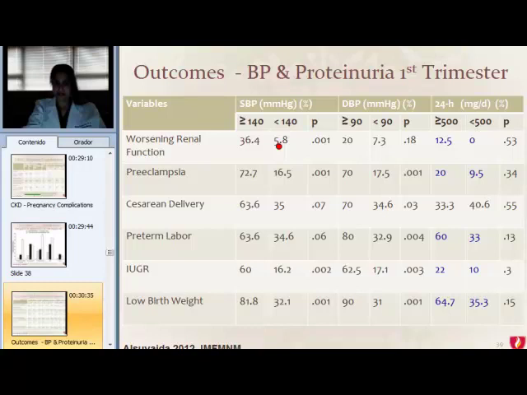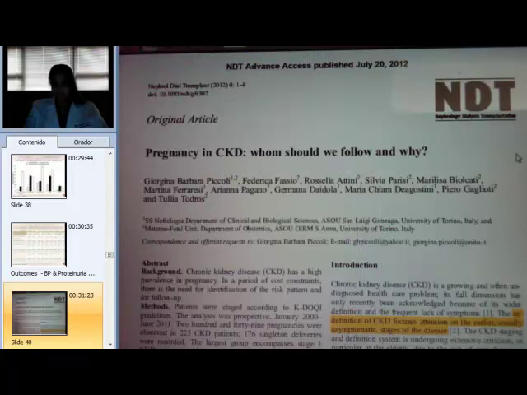They looked at blood pressure. So they compared patients who had systolic blood pressure of 140 or greater to patients who had systolic blood pressure less than 140. Look at the difference in worsening of renal function in pregnancy. There was a significantly increased risk of worsening of renal dysfunction with blood pressure greater than 140. Preeclampsia and cesarean delivery rate were twice as much, preterm birth was twice as much, low birth weight was four times as much. However, when they looked at proteinuria done on 24-hour urine, there was no significant difference in perinatal outcome.